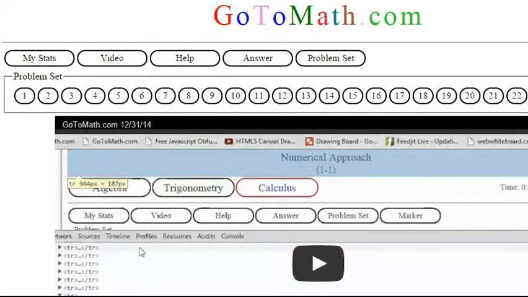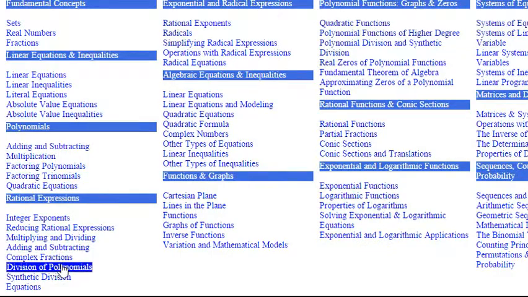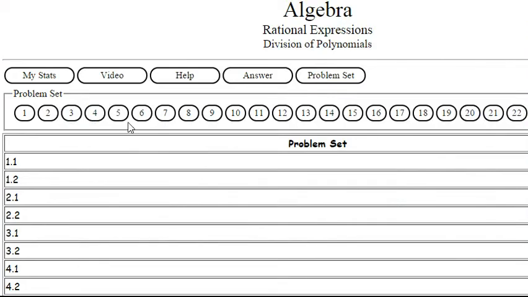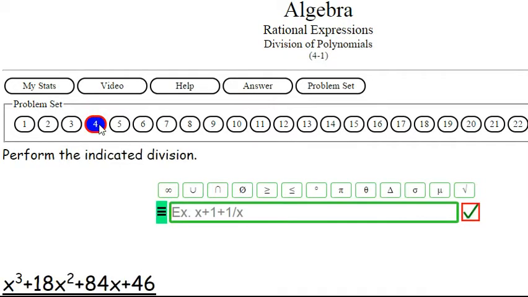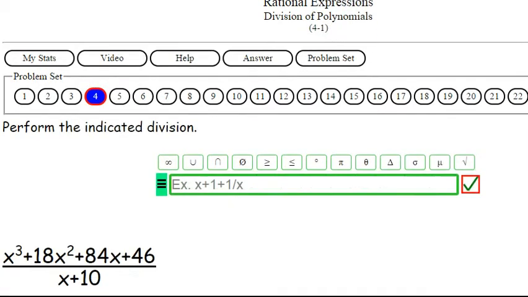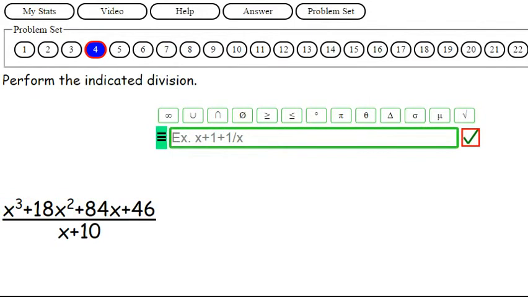We're over here at gotomath.com, having a party. Let's go on down to division of polynomials, and we're looking at, I think, 4.1. There we go. I just did this problem, and I'm redoing it. Share that with you. Anyway, we have x cubed plus 18x squared plus 84x plus 46.